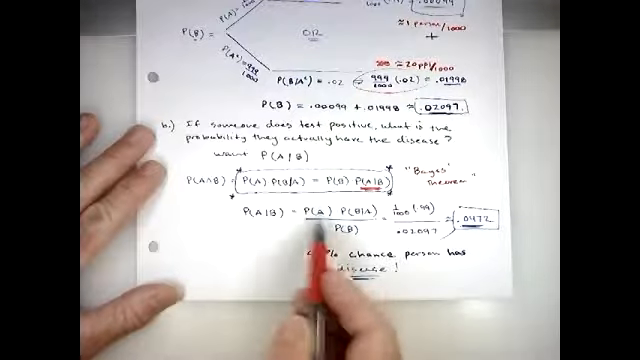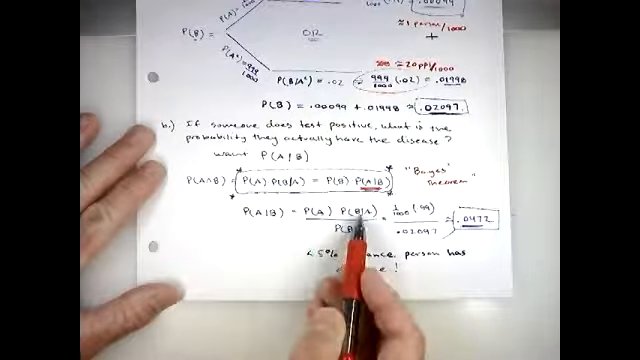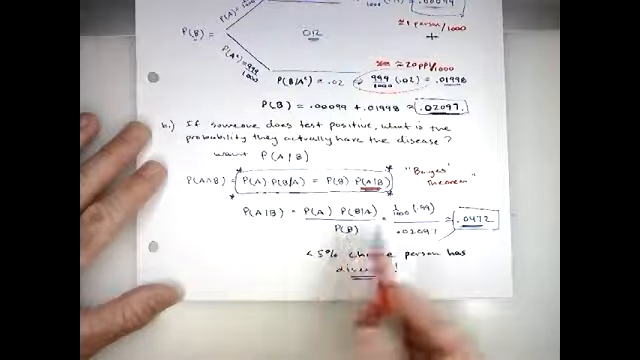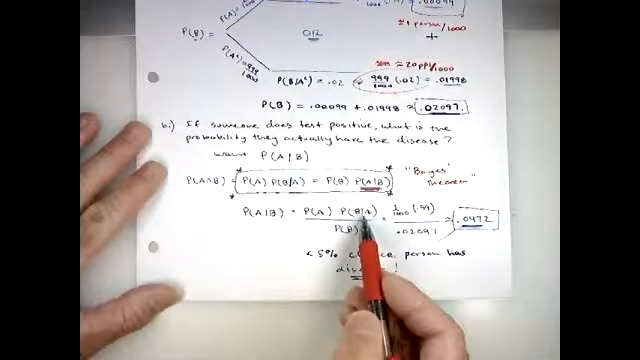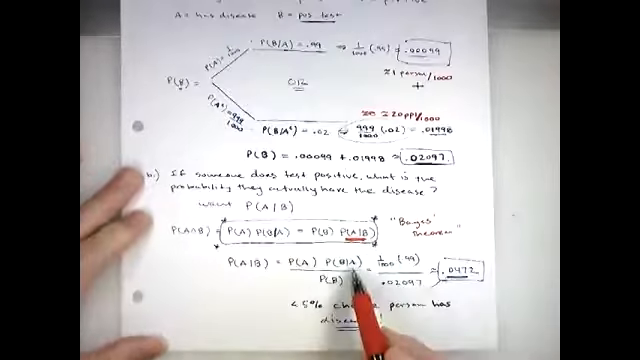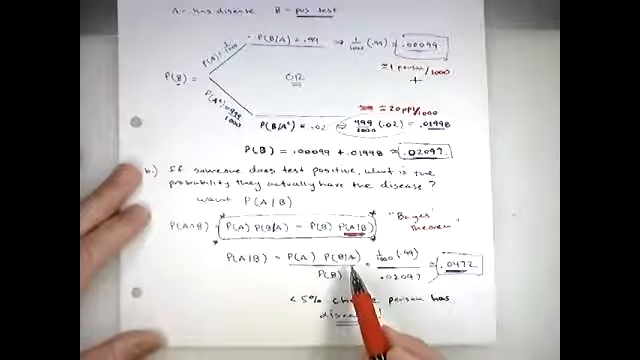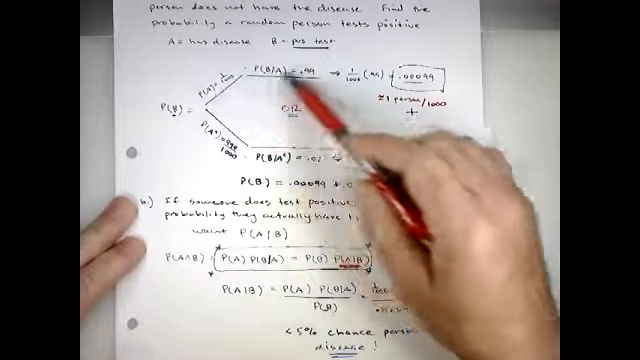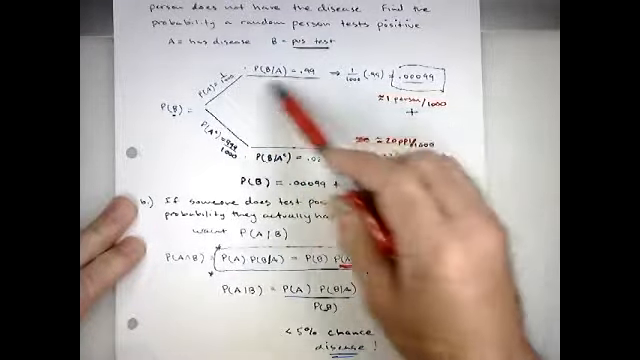Okay, so we need the probability of A times the probability of B given A over the probability of B. Now you might notice that the probability of A times the probability of B given A, I'm going to slide this back up. We did that right here. That's this upper branch.